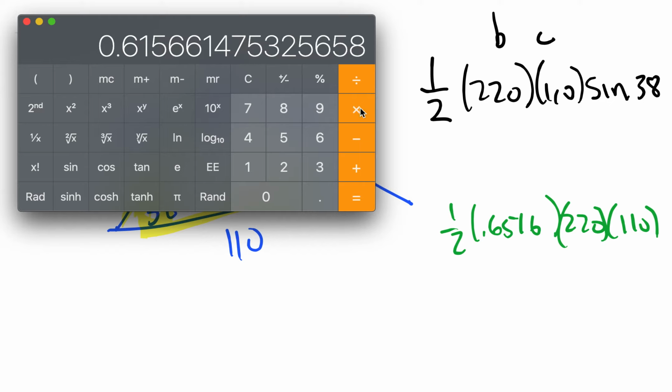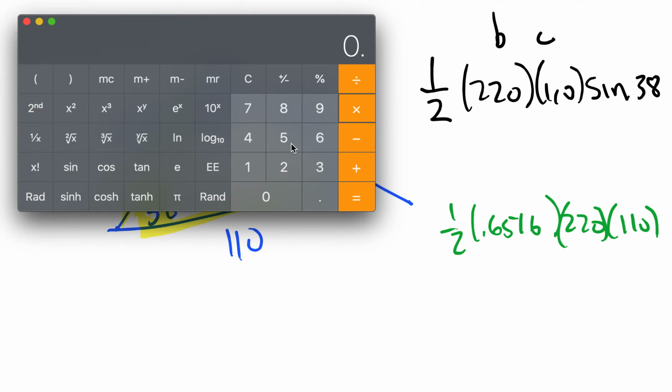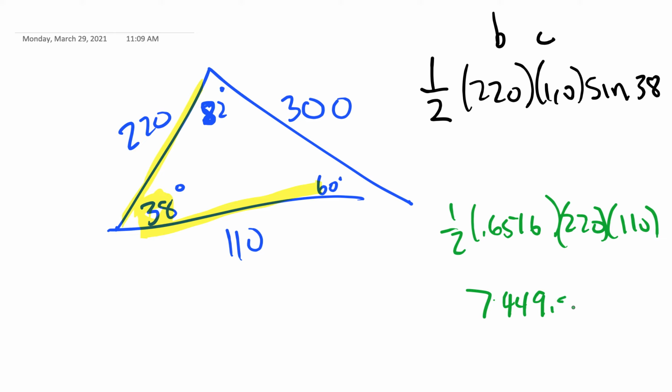Multiply times 220 times 110, and I can then divide it by 2 at the end, or multiply it by 0.5. Multiplying by half is the same as dividing by 2. 7449. So it's not a very difficult thing to do.